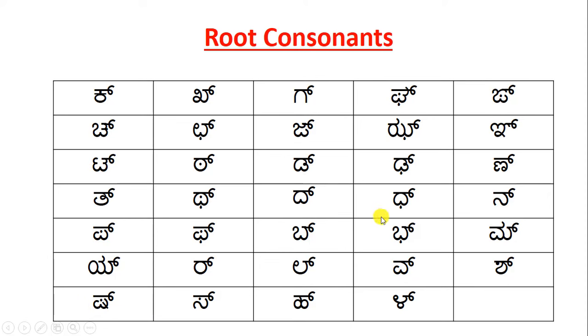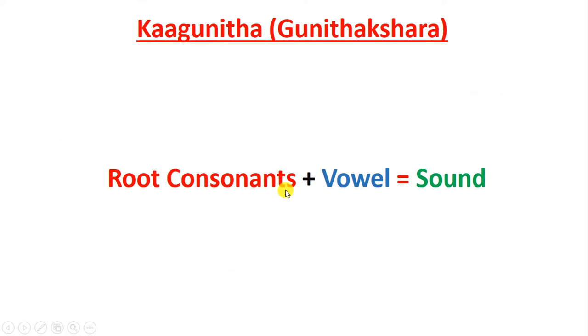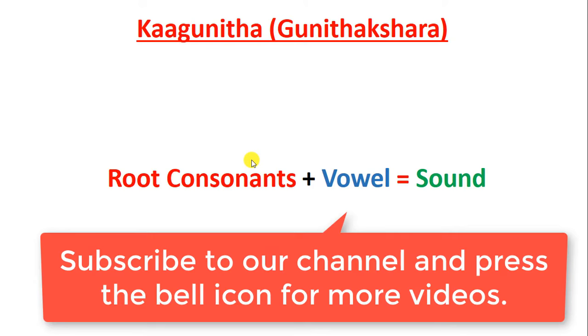So these are the root consonants, and when a root consonant is added to a vowel, or when a vowel is added to a root consonant, we get a sound. In the next video I'll explain what sounds we get when we add a vowel to a root consonant. Till then, go and practice what has been taught in this video, how to pronounce all the root consonants and how to write them. If you are stuck while pronouncing, do not worry about it. When you see all the videos, it will be clear.